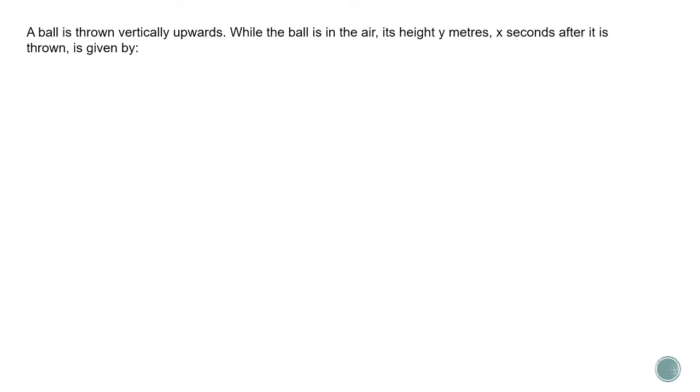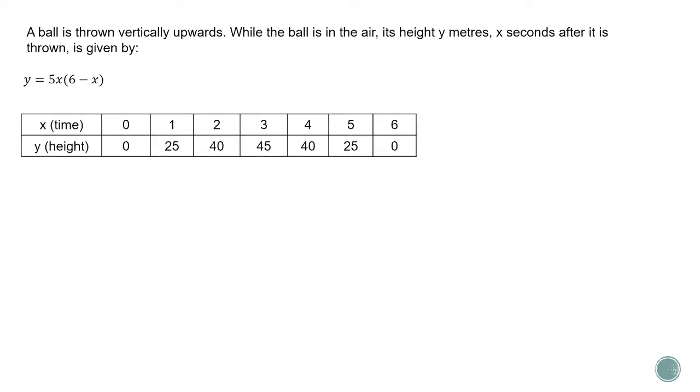Okay, so let's begin by taking an example of a ball thrown upwards. While it is in the air, the time taken by it to once again come back to the ground is given by this equation: y is equal to 5x(6 minus x). The data recorded are shown in this table, with the x-axis representing the time in seconds and the y-axis representing the height in meters. And plotting them on the graph will give you this.